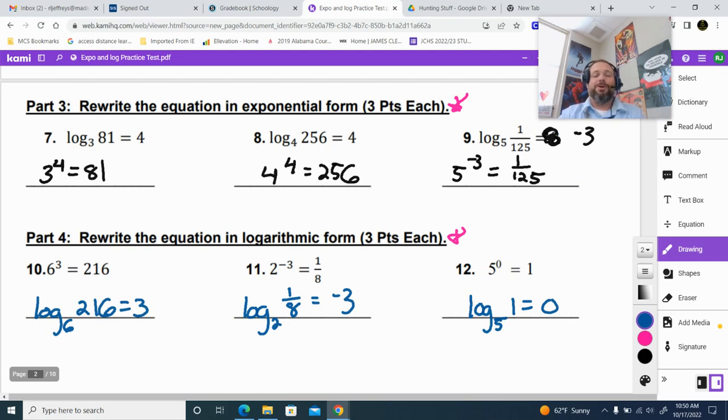When is our test? Tomorrow. When's your homework due? Tonight. When am I checking homework? When you are taking your test tomorrow?